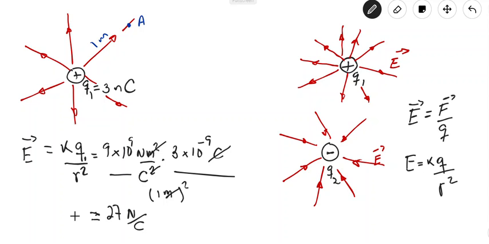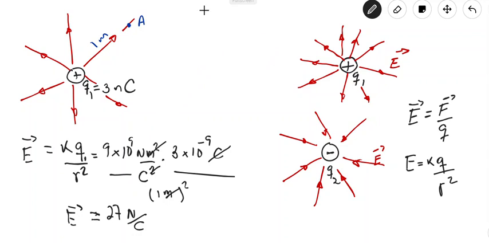So what is going to be the intensity of the electric field in this case? The intensity of the electric field will be 27 newtons per coulomb, at 1 meter from a charge Q1 that has 3 nanocoulombs. Remember that the prefix nano means 10 to the negative 9, right? So you have 9 times 10 to the 9 times 3 times 10 to the negative 9, and then we're dividing just by 1 meter.